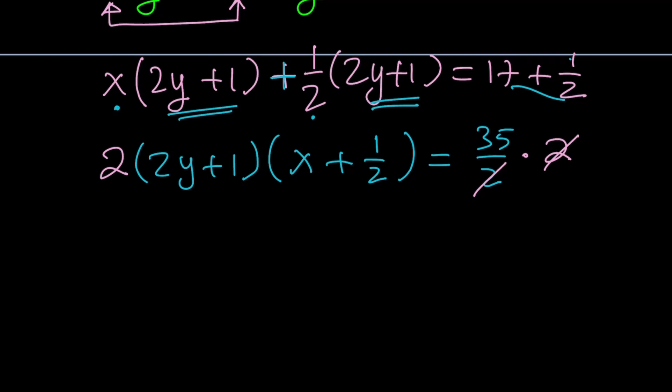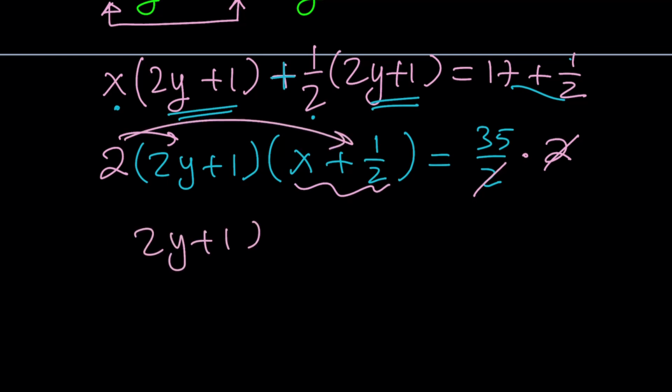Probably, but we still have to make it work. Anyways, I'm not going to distribute the 2 here because that would give me 4y. It's not something that I'm looking for, but rather I should distribute it over here because you have a choice. So this gives you 2y plus 1 multiplied by 2 times x plus 1/2, which is 2x plus 1, equals 35. And this was my goal. Yay, I got a really nice equation.